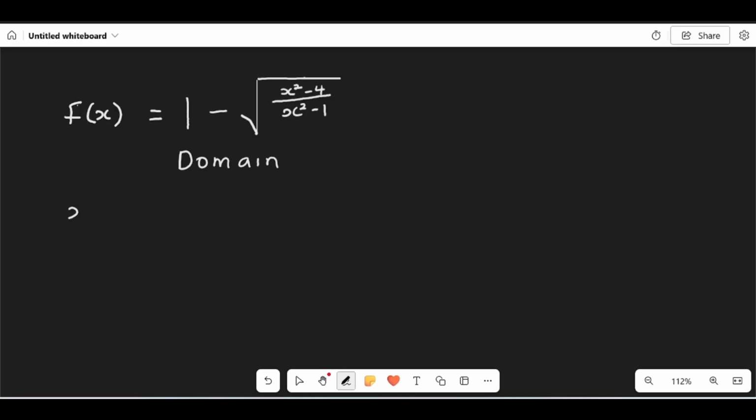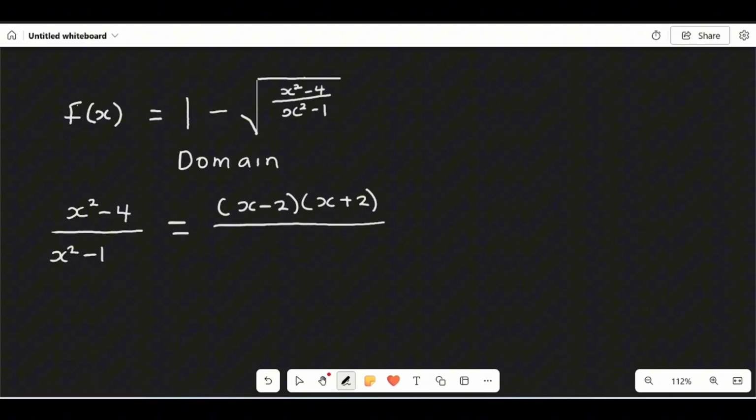That means our x squared minus 4 all over x squared minus 1 is equal to (x minus 2)(x plus 2) all over (x minus 1)(x plus 1).